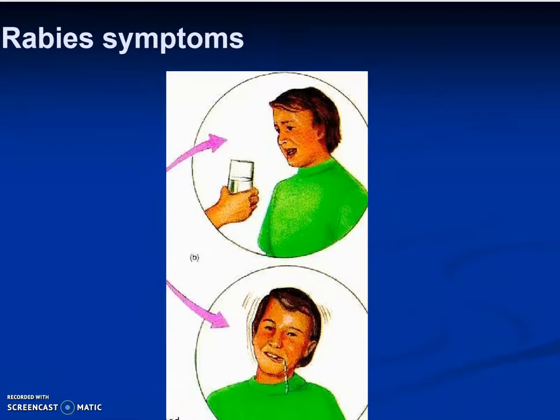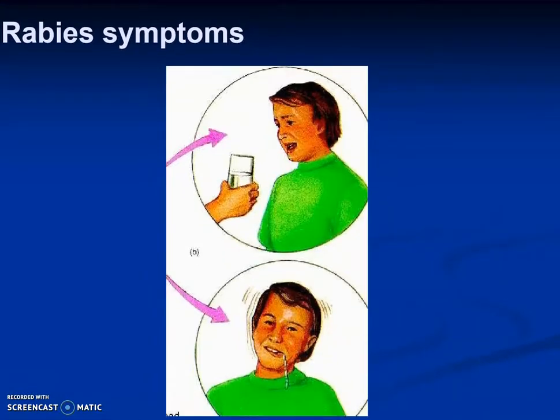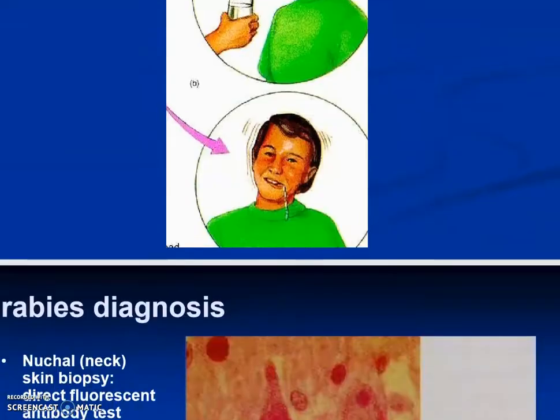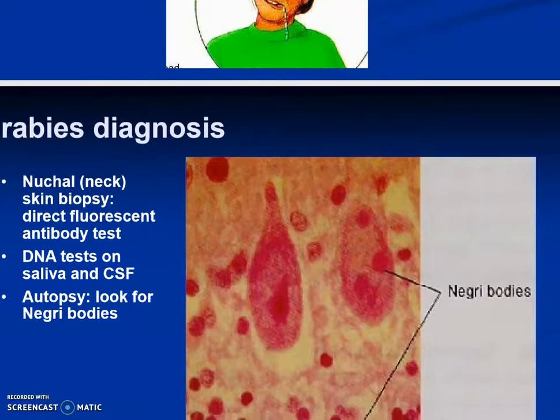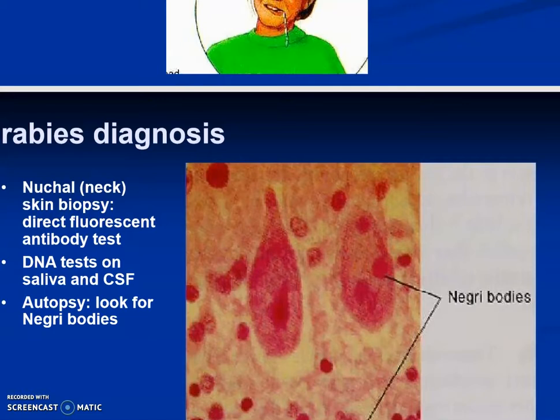Rabies symptoms include drooling, which you can see on this kid right here, and sort of a fear of water for some reason. The rabies diagnosis is typically established with these Negri bodies. So you would have to do a skin biopsy. With a skin biopsy, you can do a direct fluorescent antibody test. Most people do DNA tests on saliva or cerebrospinal fluid these days. So the CSF is cerebrospinal fluid.